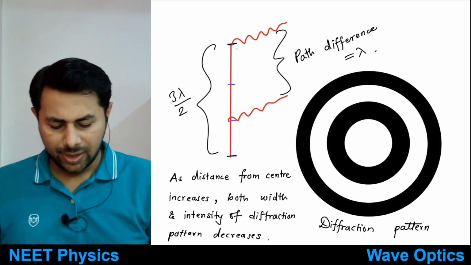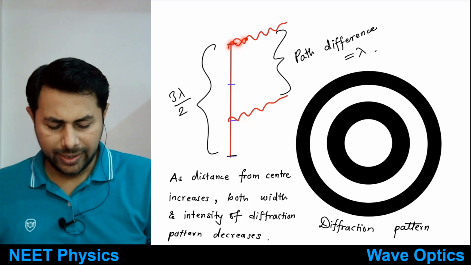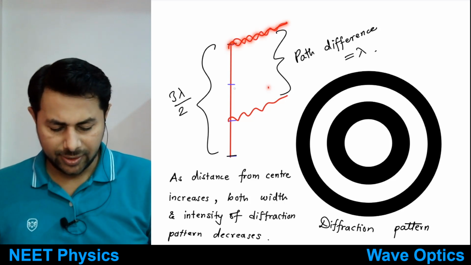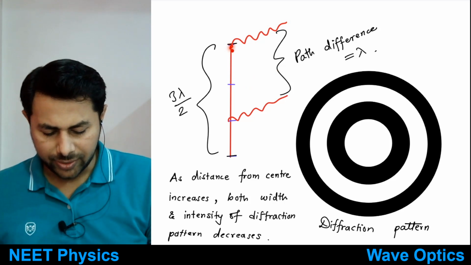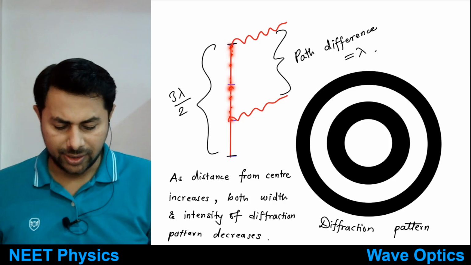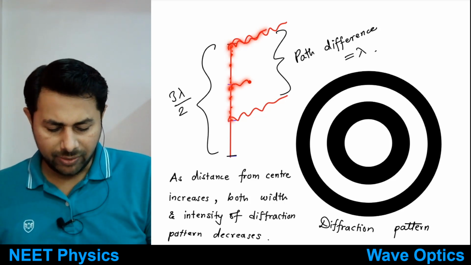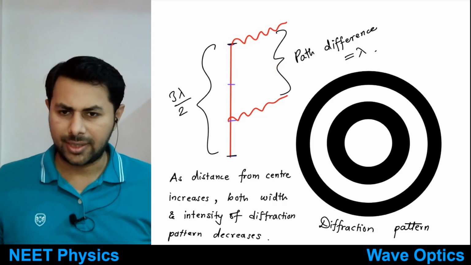Now consider the first two regions of the slit. For each source in this region, you will get a source from this region, which will send waves at a path difference of lambda by 2, right?